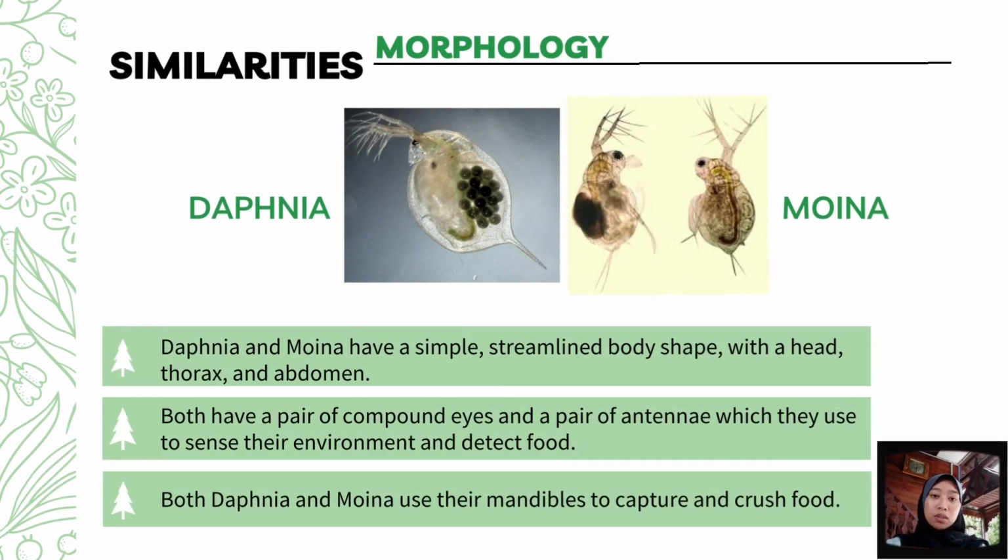Daphnia and Moina also have similarities in their morphology, where they have a simple and streamlined body shape with a head, thorax, and also abdomen. Both have a pair of compound eyes and a pair of antennae, which they use to sense their environment and to detect food. Both Daphnia and Moina use their mandibles to capture and crush their food to eat.